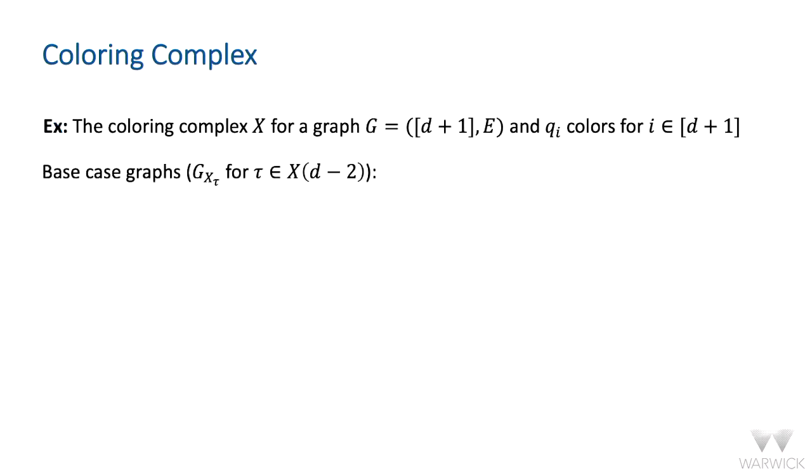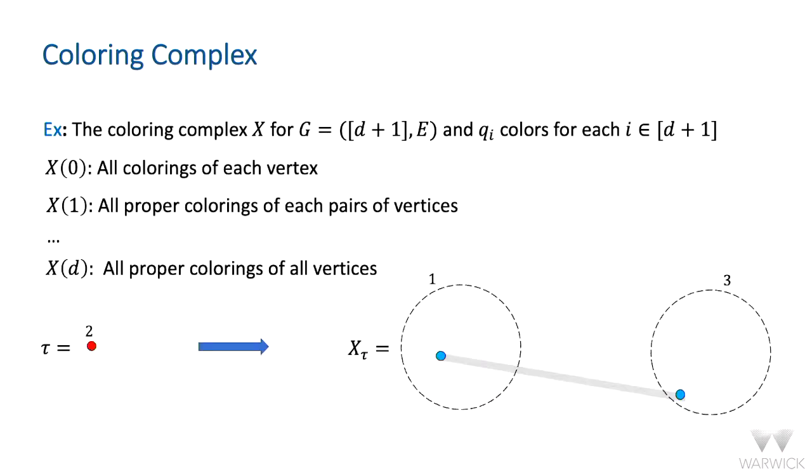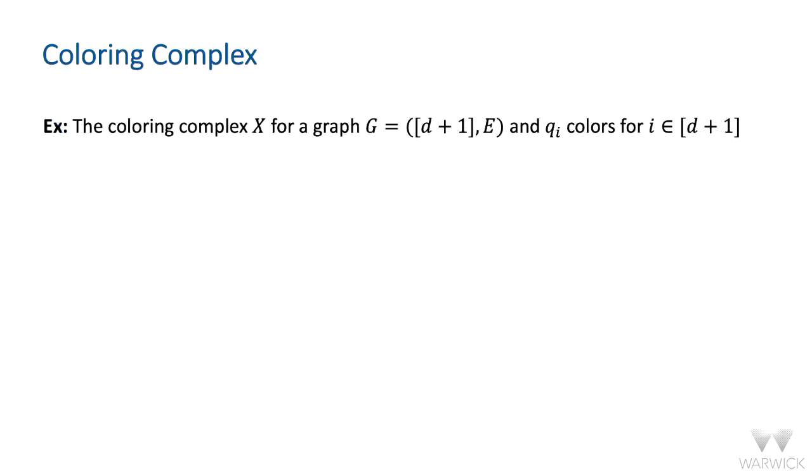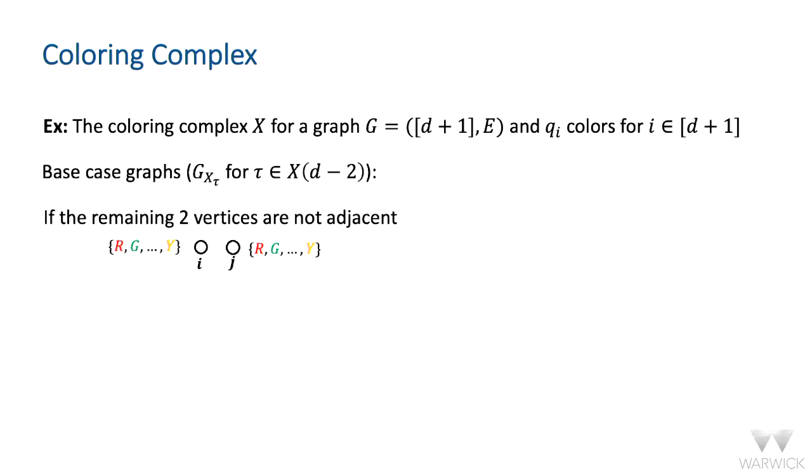So now let's look at eigenvalues of the base case graph of the coloring complex. Base case graph now again means that you color all vertices of your graph except two. You're missing two vertices. So let's say I miss vertices i and j. I've colored the rest of the vertices. And then there are two options.